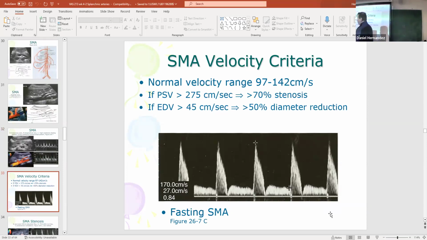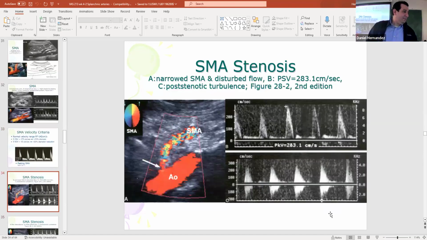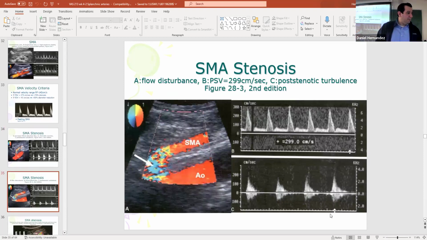So celiac was 200 centimeters per second, SMA 275. This was just showing, again, stenosis for the SMA. In the color, you see the turbulent flow. Velocity is 283, so that's over our threshold. A little further down, we get post-stenotic turbulence, so we can see the waveform below the baseline, that mirroring, representing turbulent flow. And this one, 300, so again, that's over your threshold.